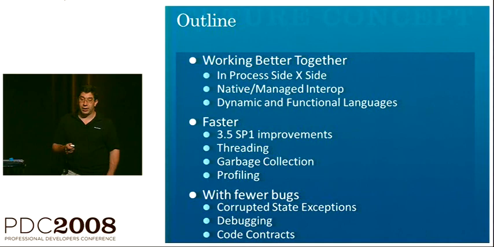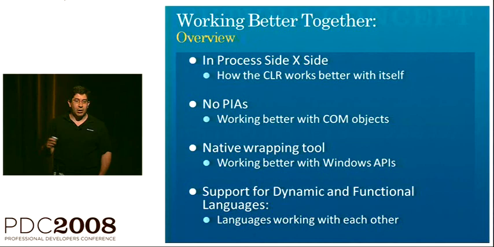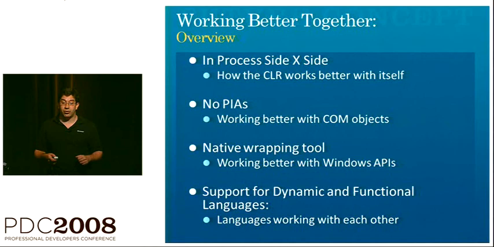Okay, so here's the first third: in-process side-by-side, how we work better with ourselves. No PIAs, how we work better with COM objects. A native wrapping tool that makes it easier to work with Windows APIs, and support for dynamic and functional languages, working better with each other.